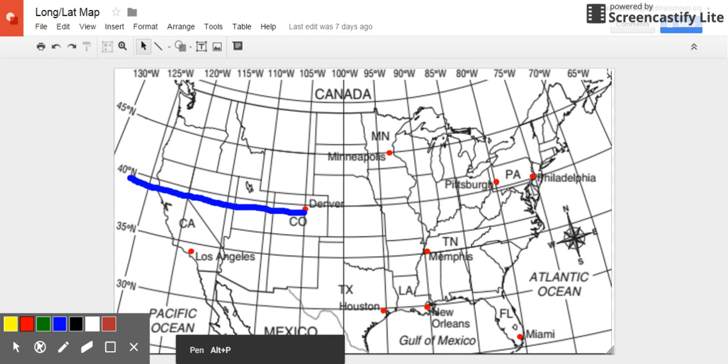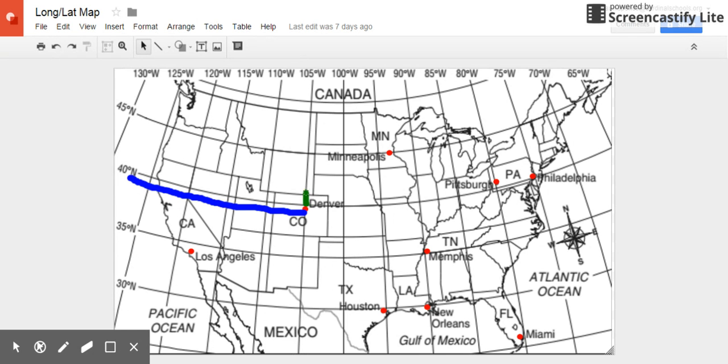Then if I was going to look at my longitude line, I start right here and go straight up to 105 degrees west. Where these two lines are meeting is showing me where Denver is.